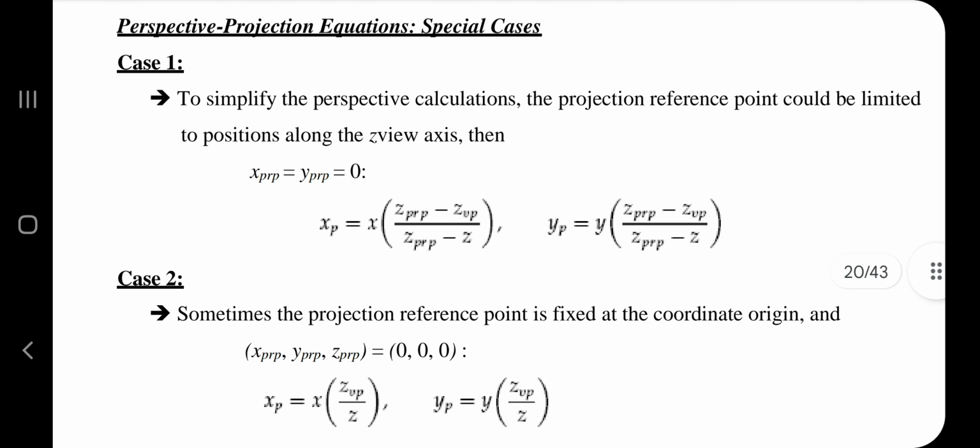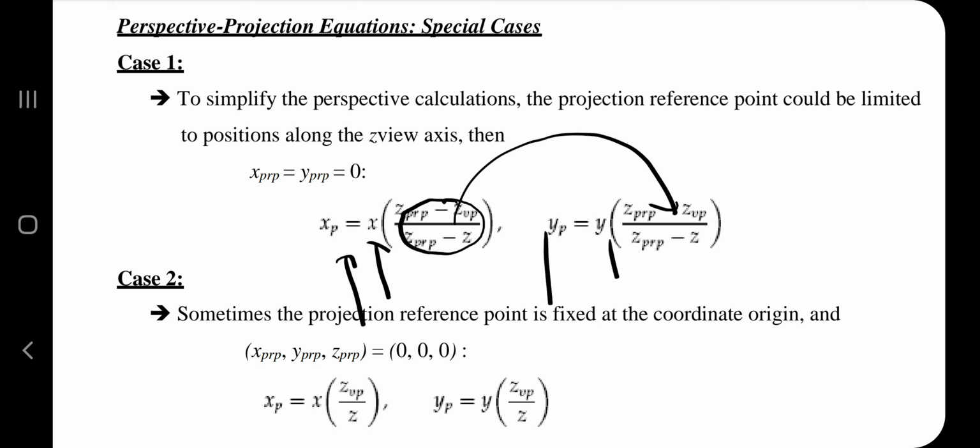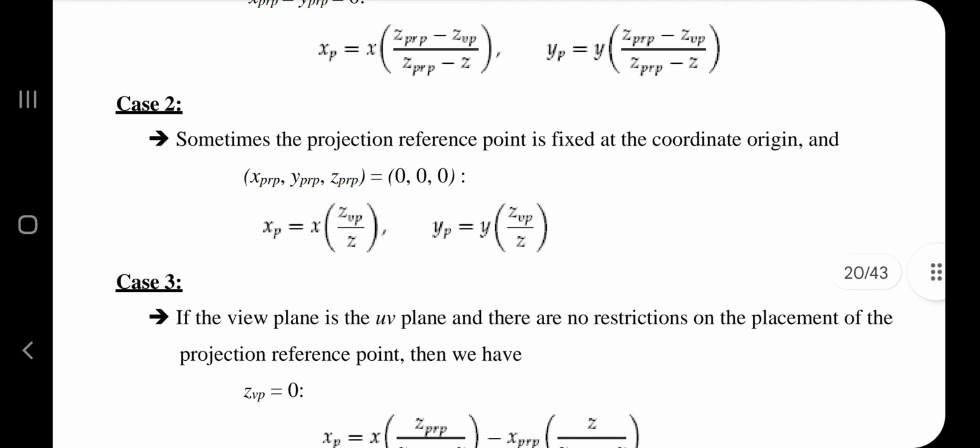Okay, so what you have to do is, in each of these cases you have to write the xp value and the yp value. Xp value will be equal to x into zprp minus zvp divided by zprp minus z. Same thing, copy paste here. Instead of x, put y. That's all. Just remember for x, and for y you will be just changing x to y. That's the case 1. After case 1, you will move to case 2.